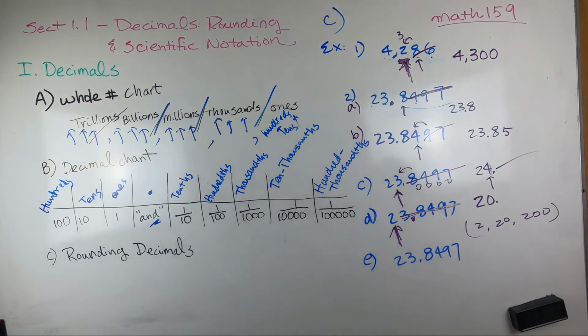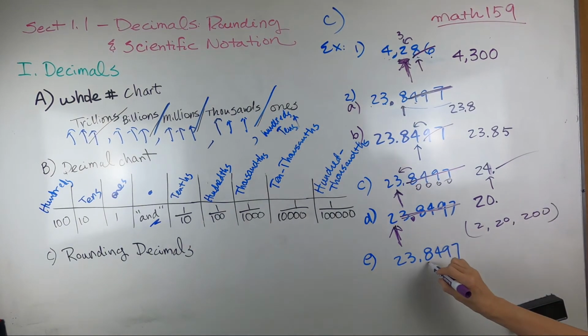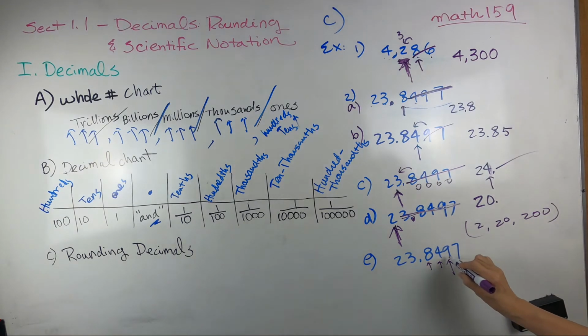23.8497. We want to round it to the nearest thousandth. Okay, so which one is the thousandth? Which number? This one is the tenth, the hundredth, and the thousandth is this guy. So you want to keep all the numbers up to this point. The remaining you don't want. But you have to decide whether to round up or round down.